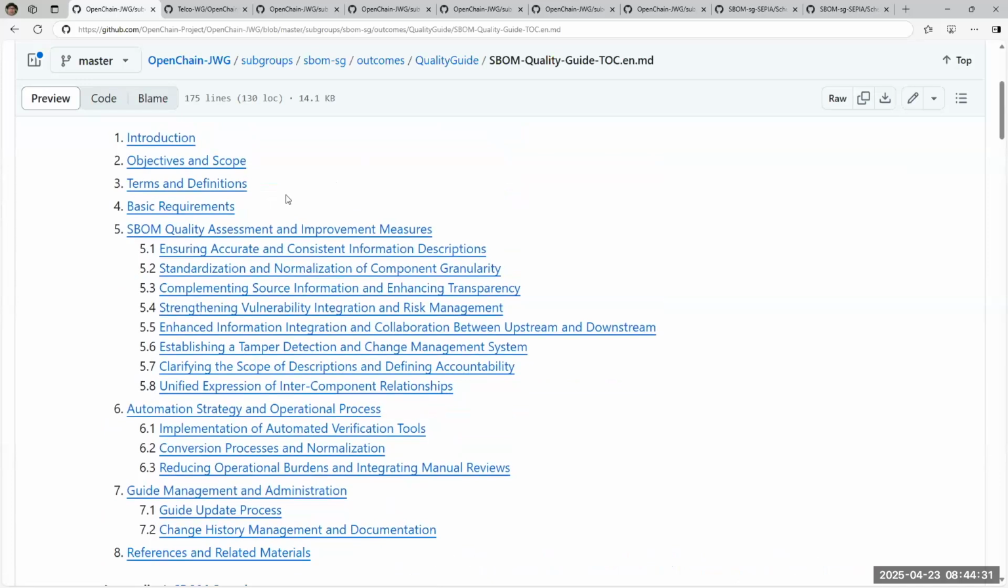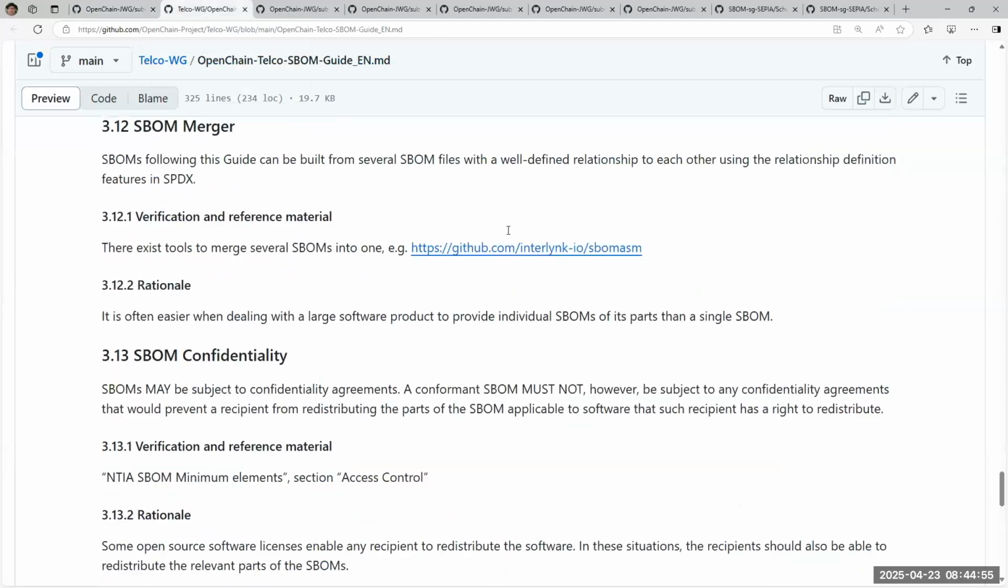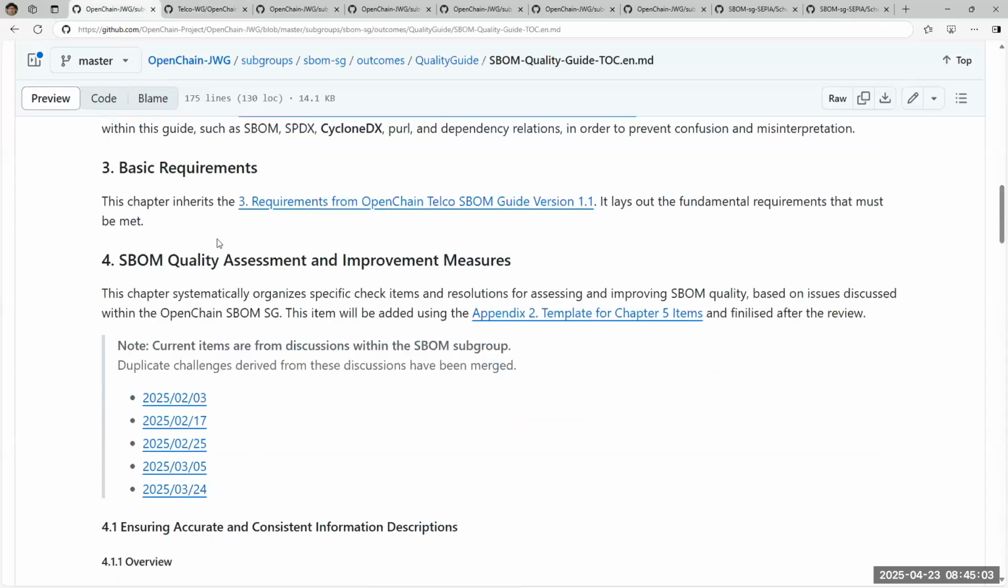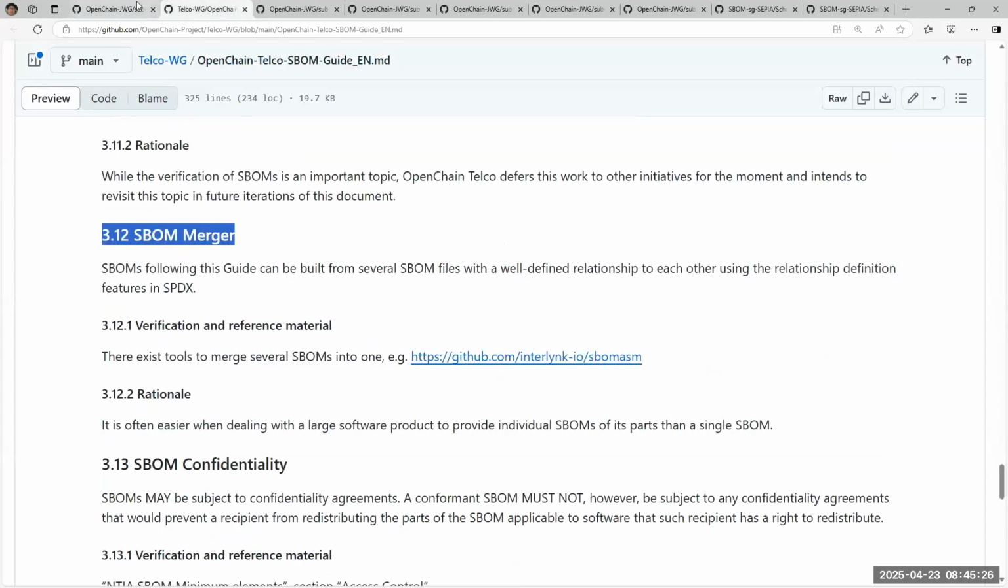In the telco SBOM guide, there is some discussion about the SBOM merger, 3.12 SBOM merger, but there is no discussion in this SBOM quality guide. SBOM merger, this one? Yes, I don't intend such things. I will refer all of section 3 from the Telco SBOM guide. Sorry, I'm not sure I describe all chapters in this draft, but I will inherit all of section 3 from the Telco SBOM guide.